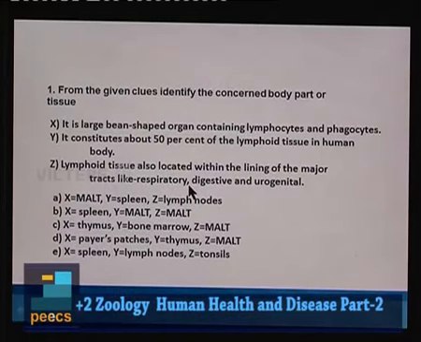What about the second statement, Y? More than 50% of the lymphoid tissue in the human body is composed of MALT. What is MALT? Mucosal associated lymphoid tissue. What about the third statement? The lymphoid tissue located within the lining of major tracts like respiratory, digestive and urogenital tract. That is again MALT. So, here we can select option B. According to the descriptions, our correct answer will be option B.